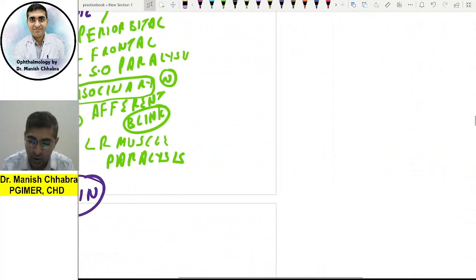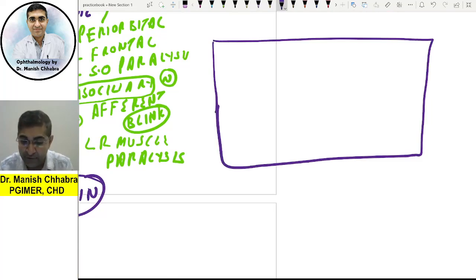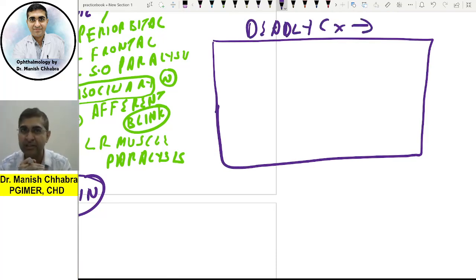Now coming over to one important thing which is also your previous year question, make a box: which is the most deadly complication of orbital cellulitis? Now anywhere in the body, if there is stasis of blood, it leads to formation of microclots, and you know there is the cavernous sinus.